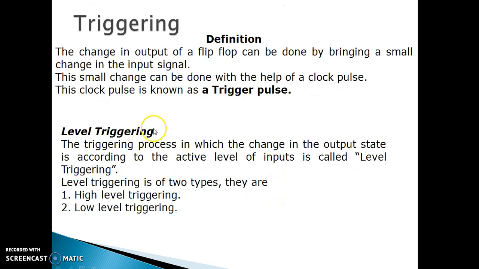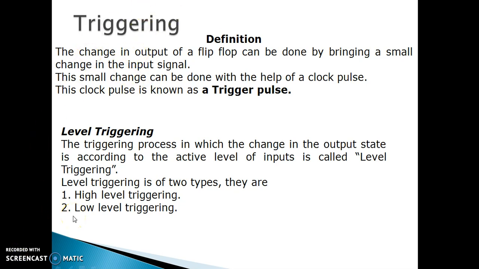Now let us see what triggering is. We'll see the first definition. The change in the output of the flip-flop can be done by bringing a small change in the input signal. This small change can be done with the help of a clock pulse, and this clock pulse is known as a trigger pulse. So simply we can say giving an external clock signal to a digital circuit is called triggering.